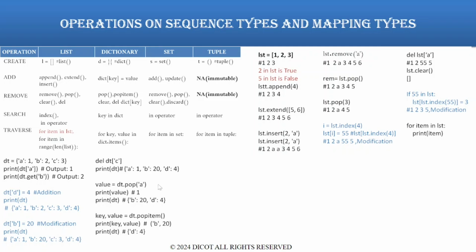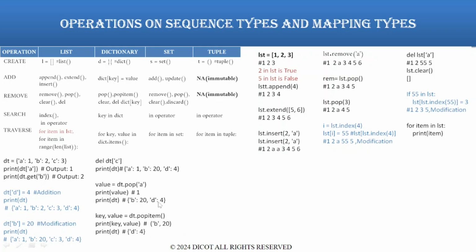We can pop an element. When we pop an element, it will return the value that has been popped. So, dt.pop A will return the value 1, because key A had value 1. The item was popped. The key is removed, but the value is returned. We can use that value if we want to do some processing. When we print, we get B2, D20.